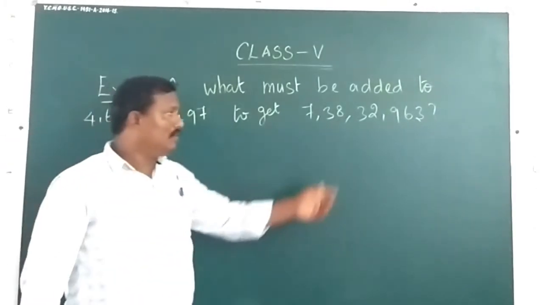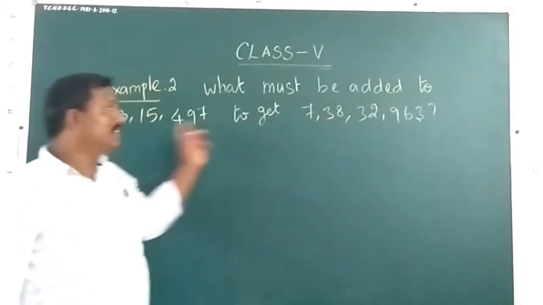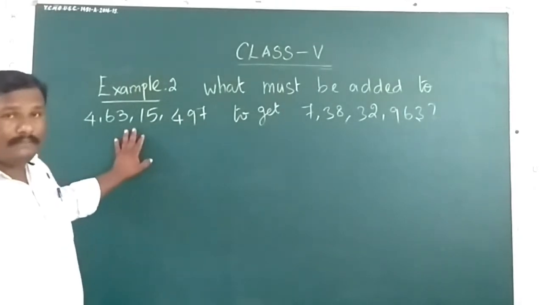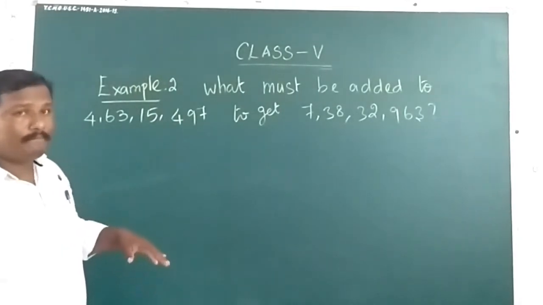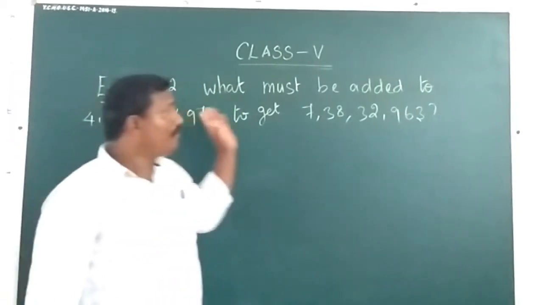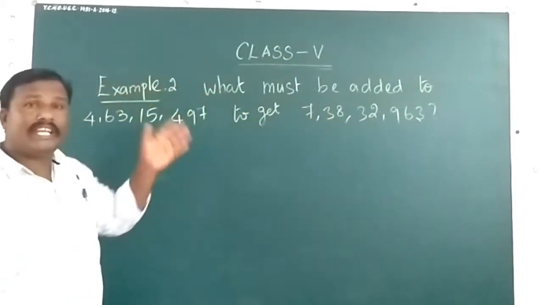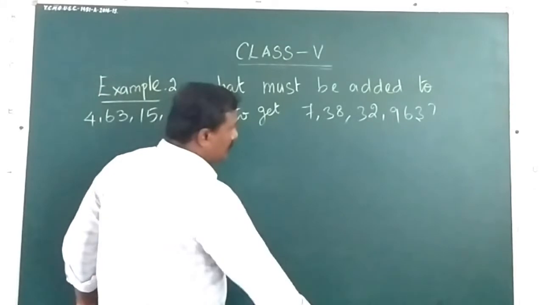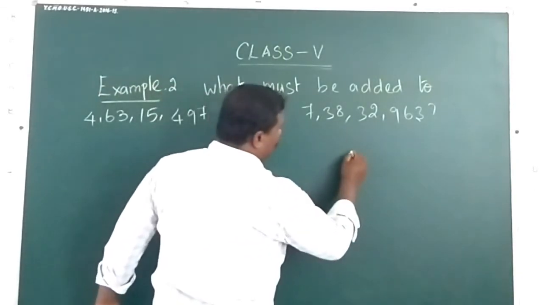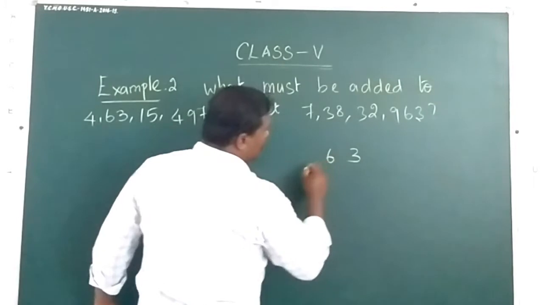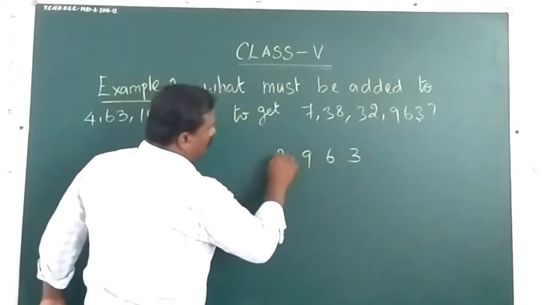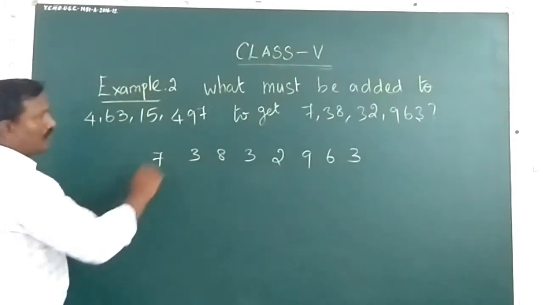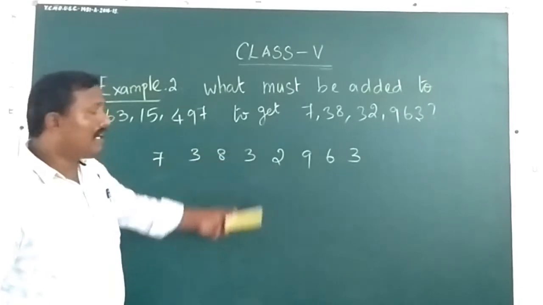How will you find it out? If you subtract this number from this number, we can find the second number. This is the first number. We don't know the second number. So let me check how to find that second number. First I will put this number: 3, 6, 9, 2, 3, 8, 3. When you subtract, you have to arrange the numbers column-wise.